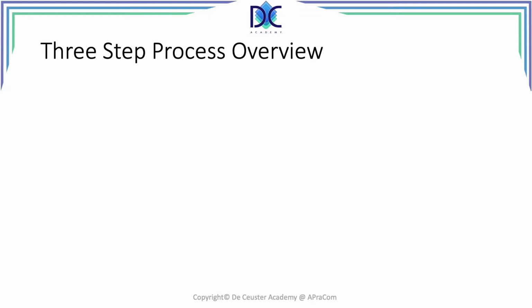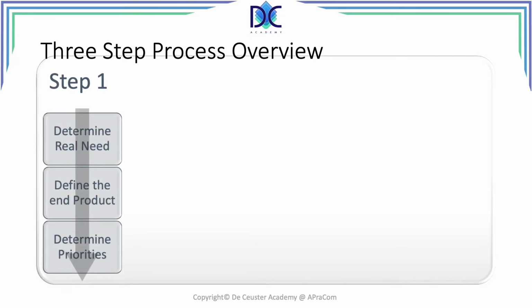If you want to know more, you can find more details in our more advanced project management courses. There is also a charter description and content added to the resources of this session. The first main step is composed of 3 successive steps. The first one is determine the real needs, then define the end product, define the priorities.